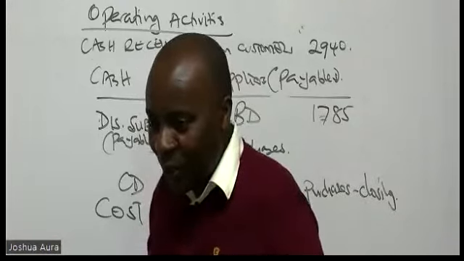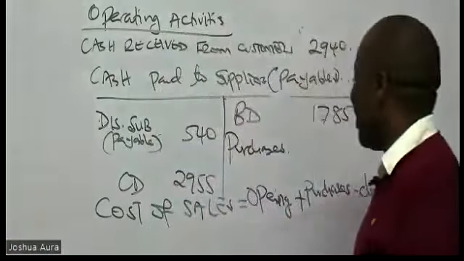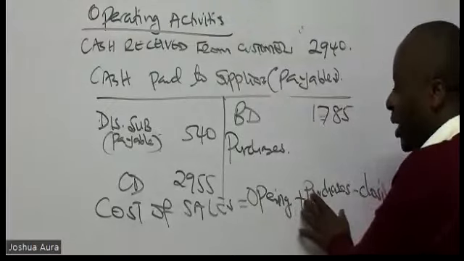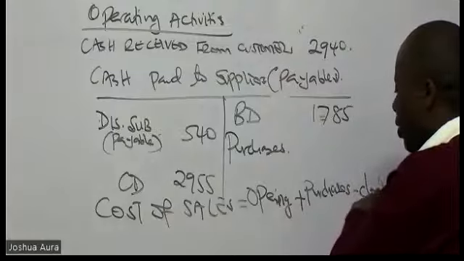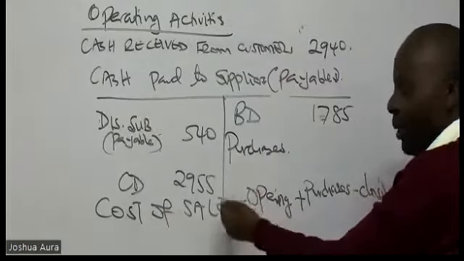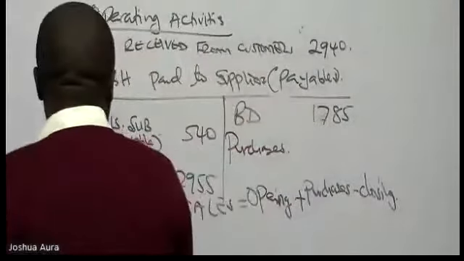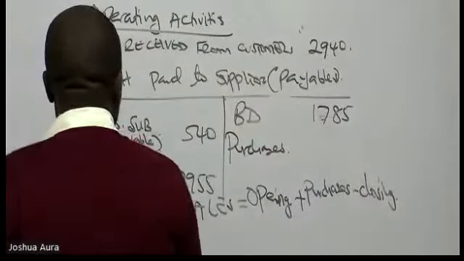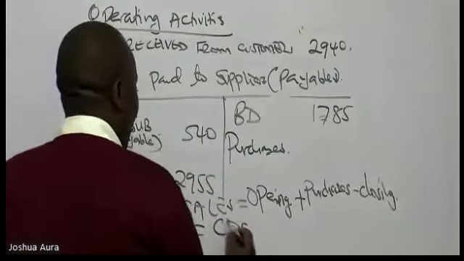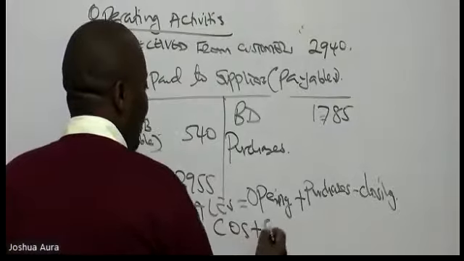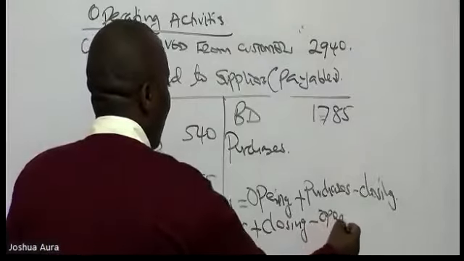Oh, maybe Mutunga, you are not able to get a minus there, right? So if I leave these purchases on this side, then I can see closing stock crossing over. It becomes positive. So closing will become positive, opening will be subtracted. So purchases here will be cost of sales plus closing minus opening.